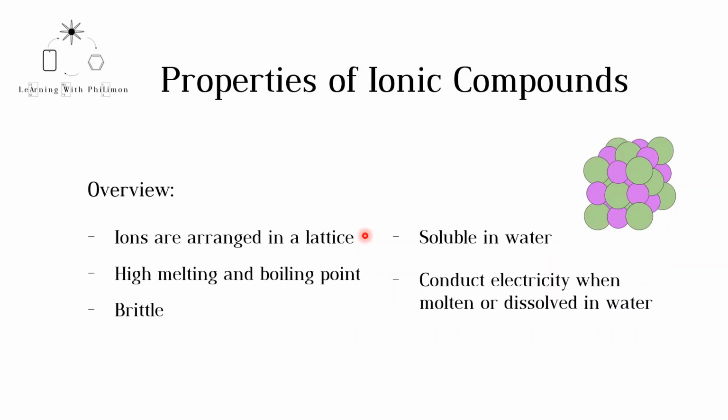In conclusion, ions are arranged in a lattice in ionic compounds. Ionic compounds have a high melting and boiling point. They are brittle and soluble in water. They conduct electricity when molten or dissolved in water.